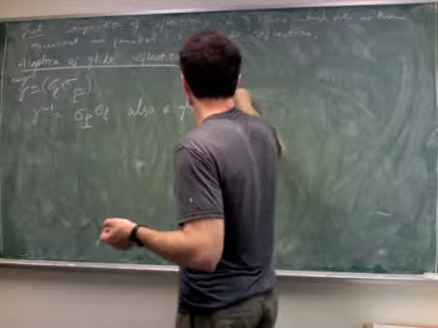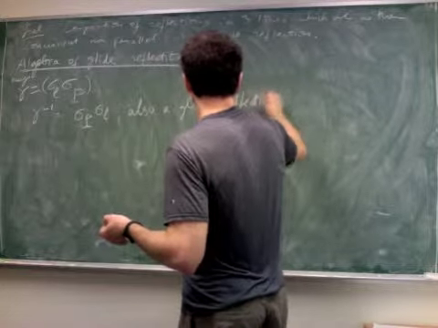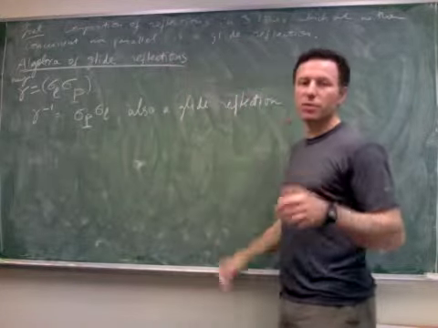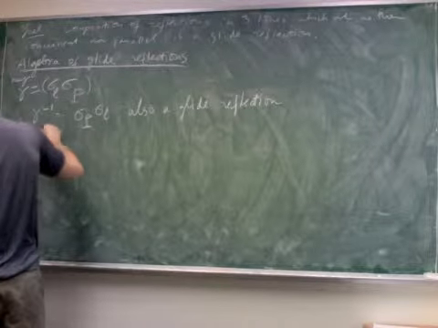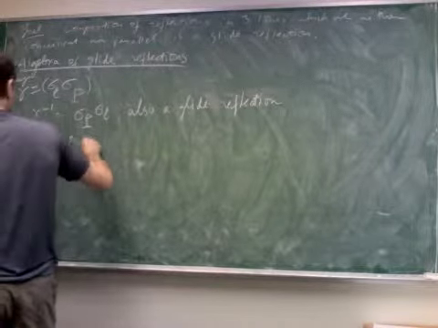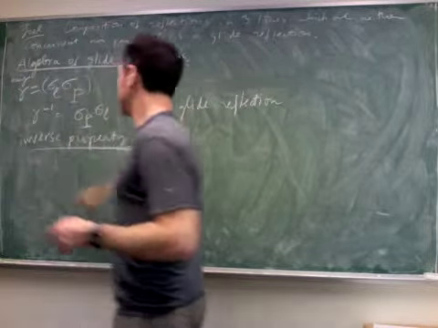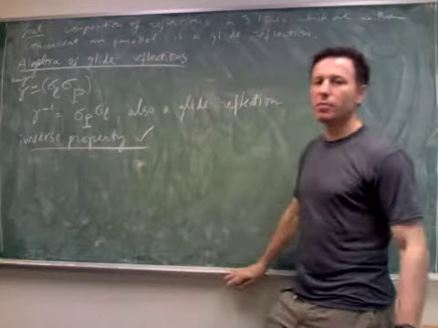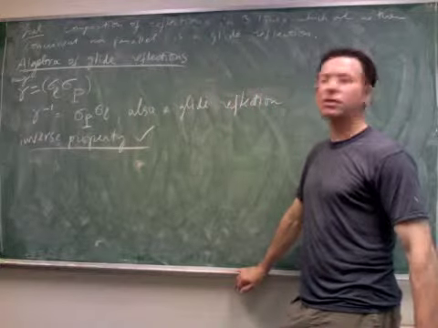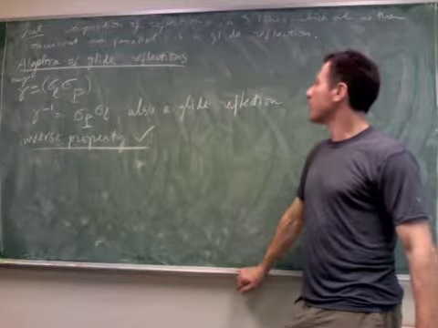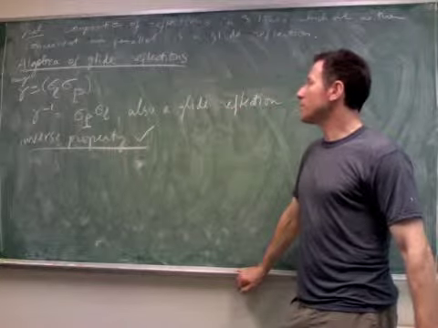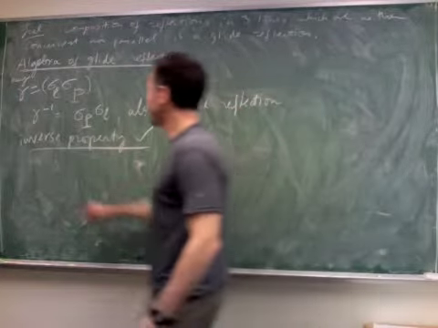So inverse property holds. Checks out. So what do you think? Are we going to come up with a group of glide reflections or not? Okay. What about the closure property then?